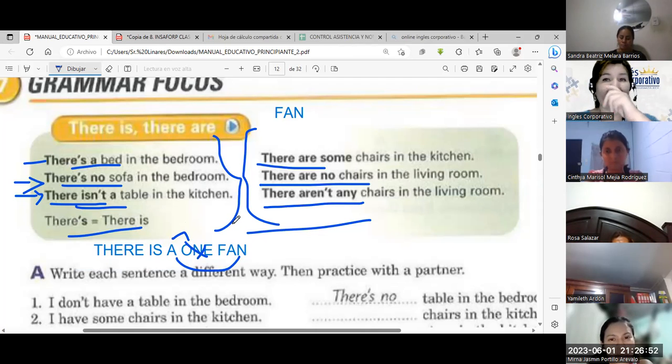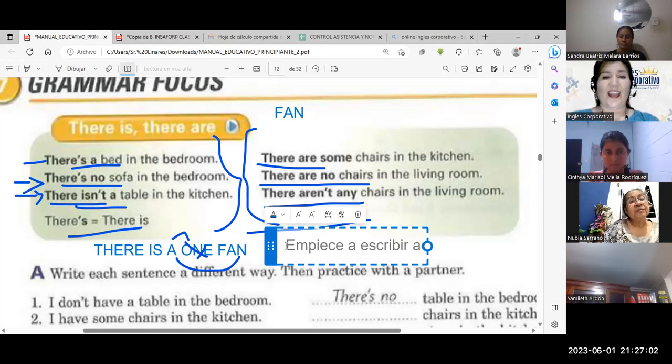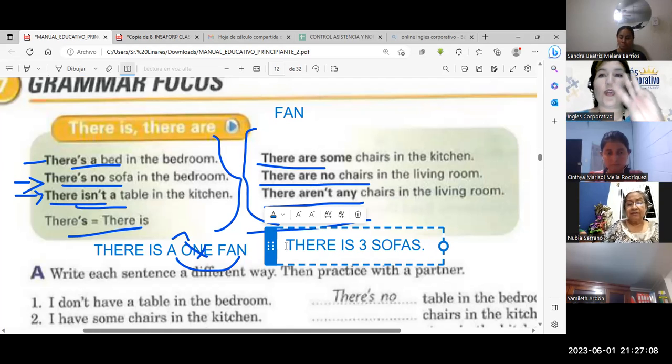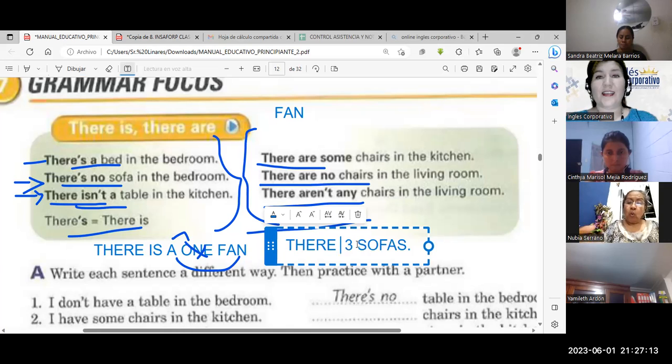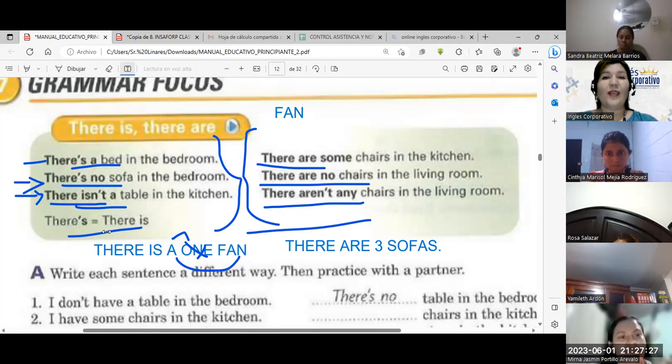La segunda, ¿cuál fue, Nubia? ¿Cuál fue la primera? There is three sofa living room. Okay, there is three sofa. If you say three sofas, it's plural. So you say there are three sofas in the living room. Okay, so you corrected there. There are three sofas. We need to be very careful with that. Damisela, go ahead. Thank you.